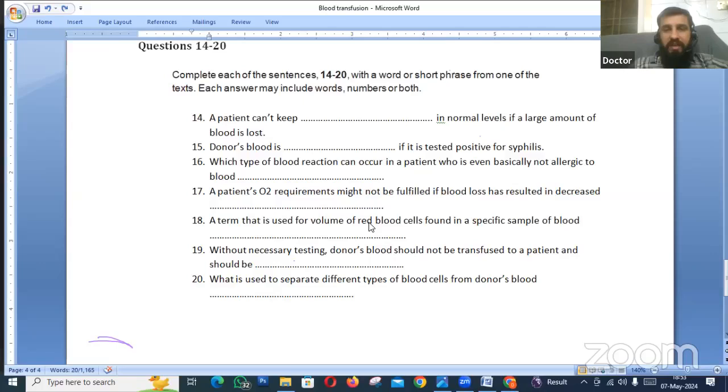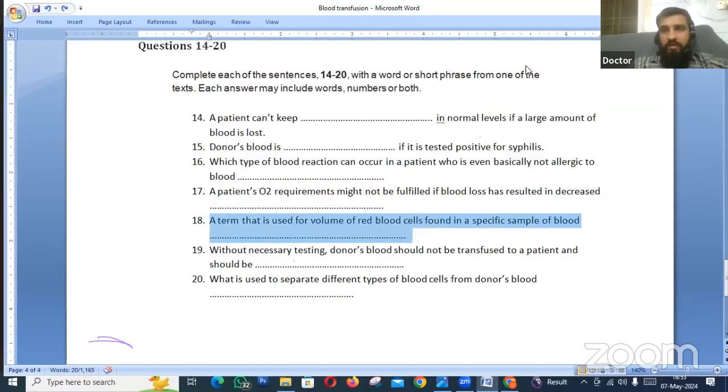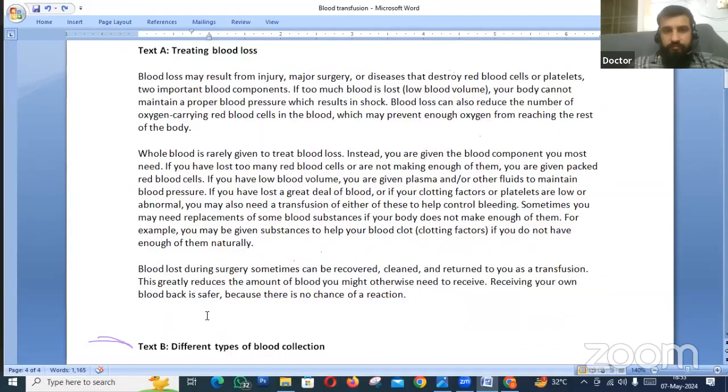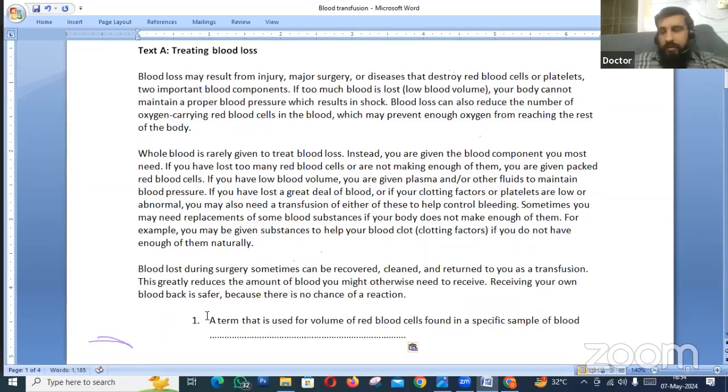So most of you are saying A or B, okay? I will show you text A, and then I will show you the question. Try to find the answer here quickly, please. We have very short time. We have just 2 more questions to go. Quickly, please.